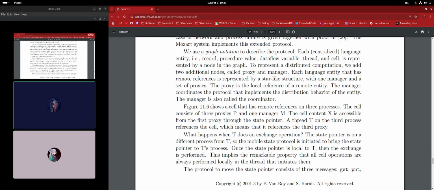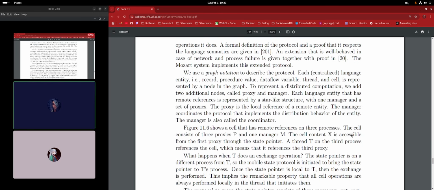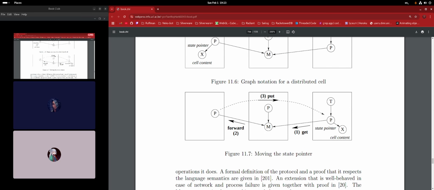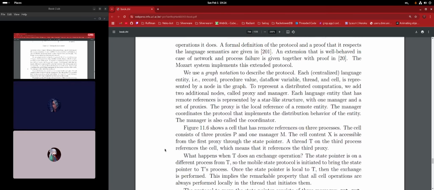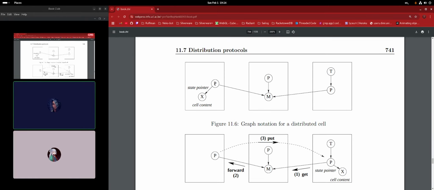Okay, so a thread T on the third process references the cell, which means that it references the third proxy. What happens when T does an exchange operation? The state pointer is on a different process from T, right? Because we want to do it on this X here.